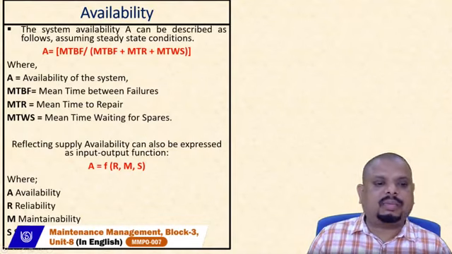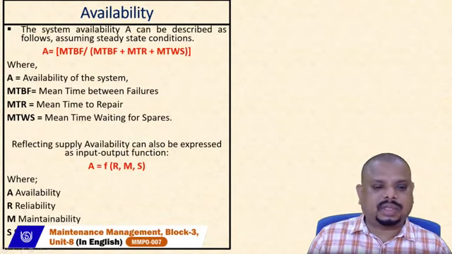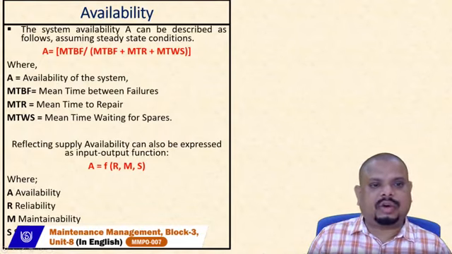By reflecting the supply availability, the mathematical expression can be expressed as an input-output function, that A equals function of R, function of M and function of S. A stands for availability, R stands for reliability, M stands for maintainability, and S stands for supply effectiveness. So these two formulas can be used to calculate the availability.